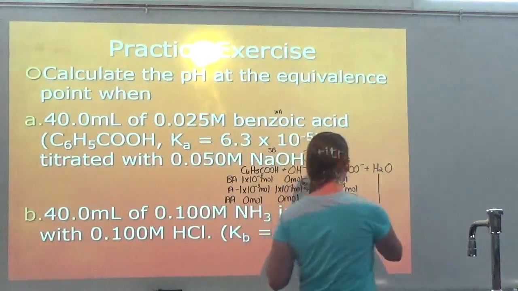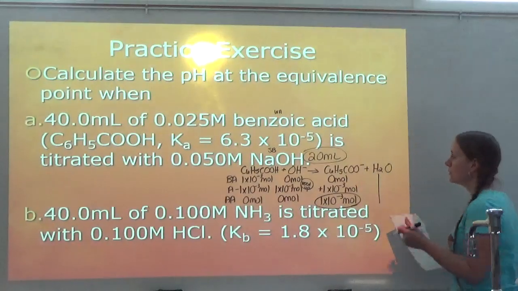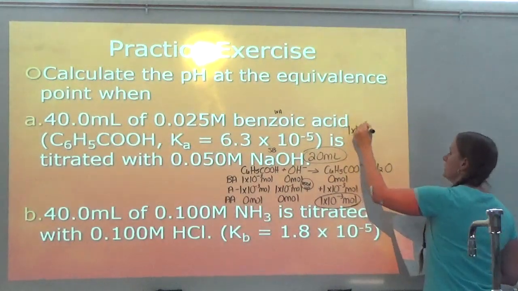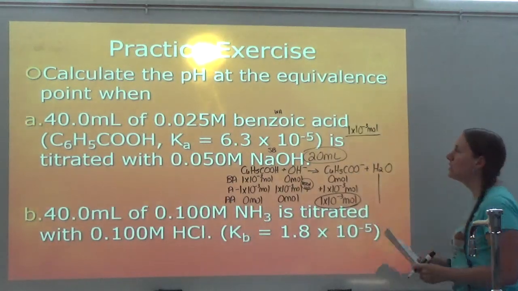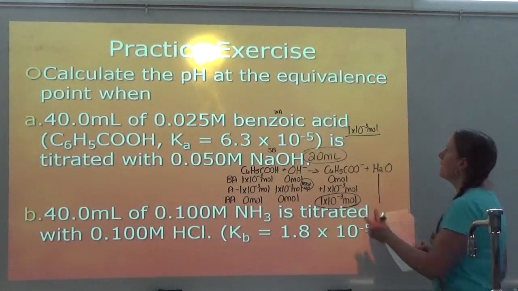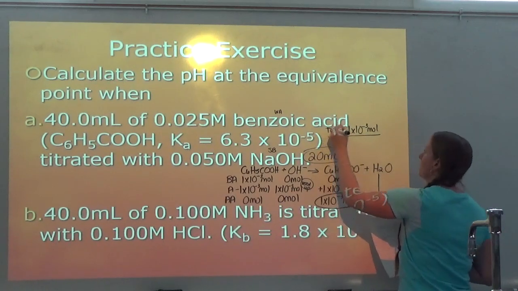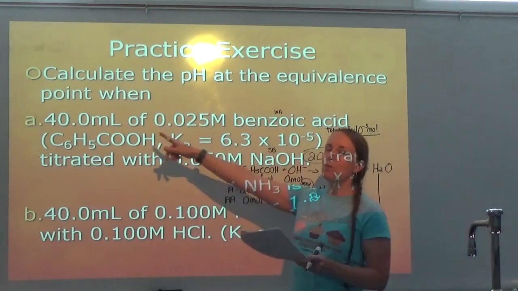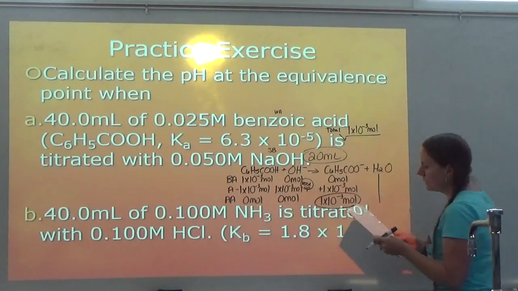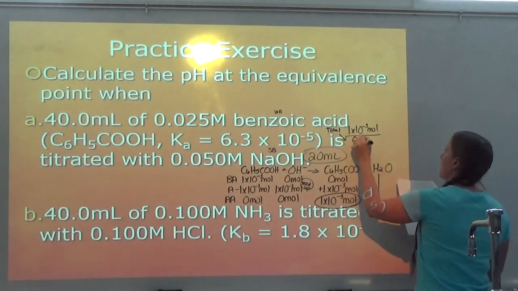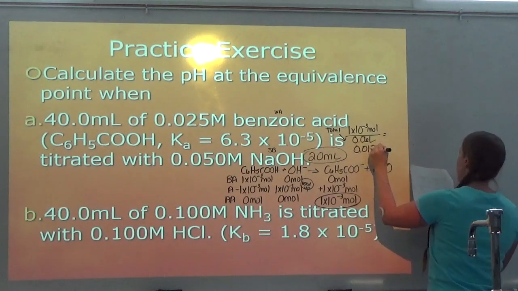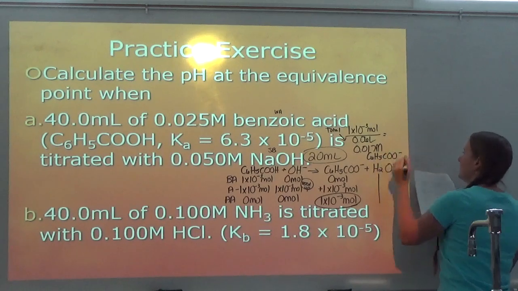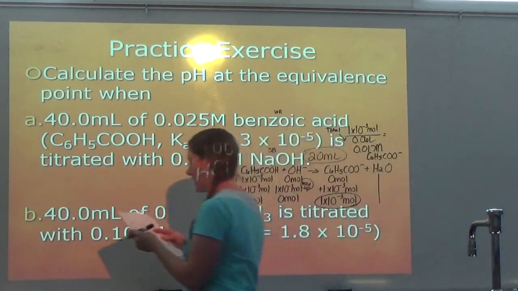All right, so I'm going to erase and just kind of work back and forth today. For an ICE chart, I have to have molarity. I can't have moles. So I take my 1 times 10 to the negative 3 moles of my conjugate base, and I divide by the total volume. Okay, so we've added 20 and 40, so that's 60 milliliters total. So I divide by 0.06 liters, and I get 0.017 molarity of that conjugate base.